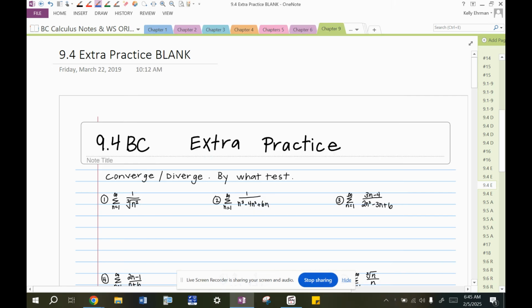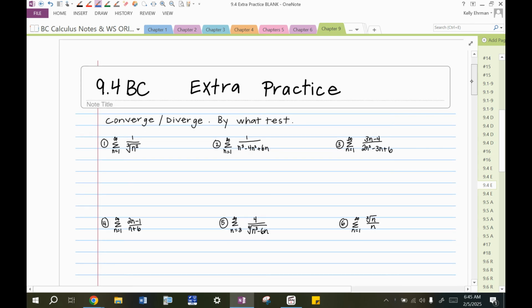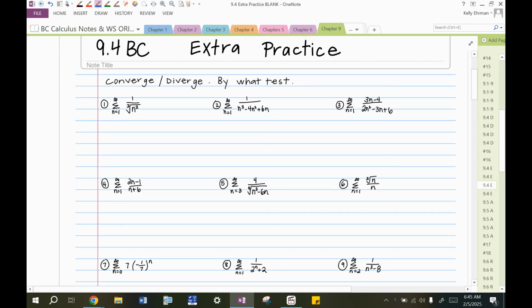All right, this is our extra practice worksheet. So the directions just say converge or diverge and by what test. So this first one is a p series where p is equal to 2/3. 2/3 is less than or equal to 1. So this series diverges. And it's by the p series test. So a nice quick one to start.